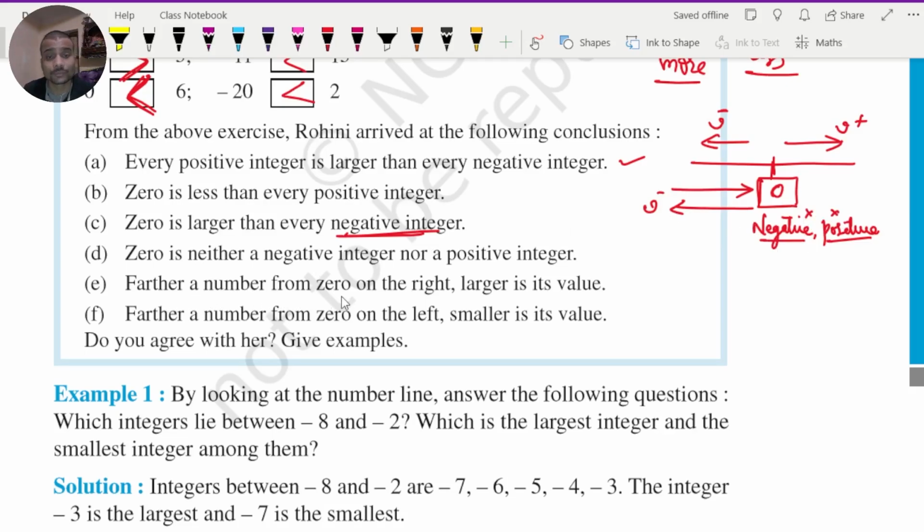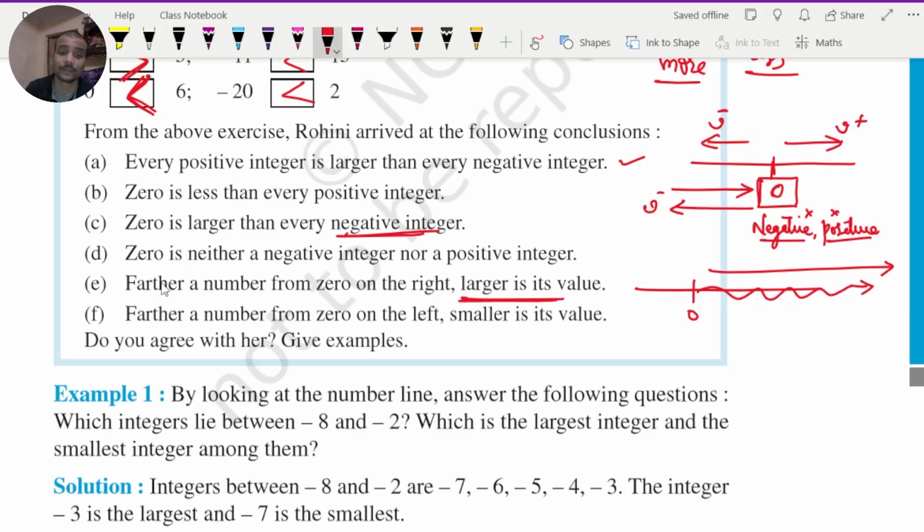Further, the farther a number is from 0 on the right, the larger its value. It says that if here is 0 and you go this way, the number is increasing, the larger its value. जहां तक आप जाएंगे आपको बड़ा बड़ा ही नंबर मिलता जाएगा. The farther a number is from 0 on the left, if you go in the opposite direction, the smaller its value. आप 0 से जितना ही उल्टी दिशा में जाएंगे आपको उतना ही छोटा वैल्यू मिलता जाएगा. So, smaller its value.